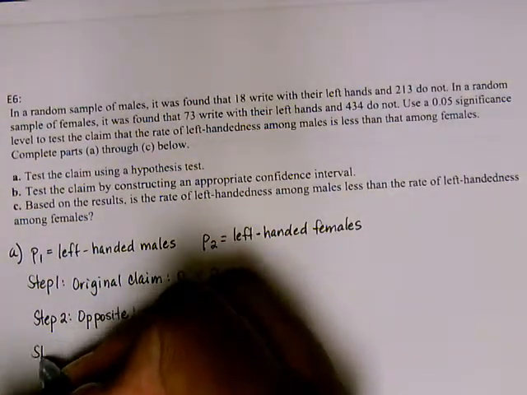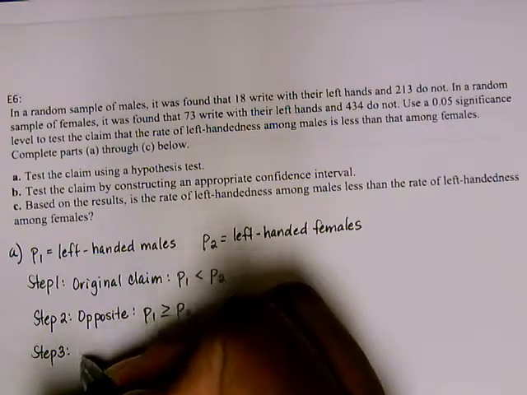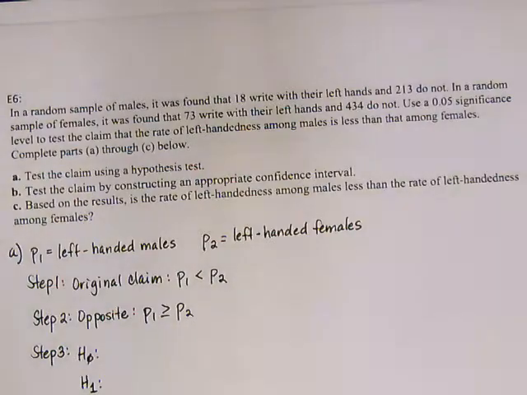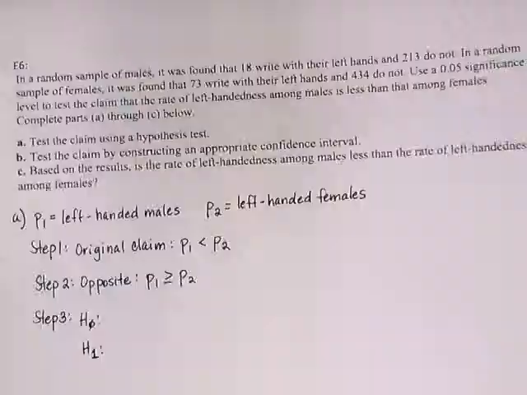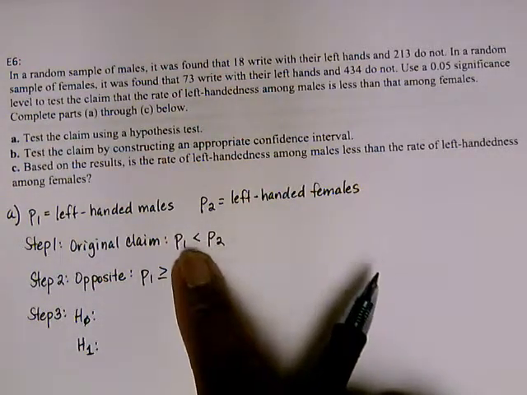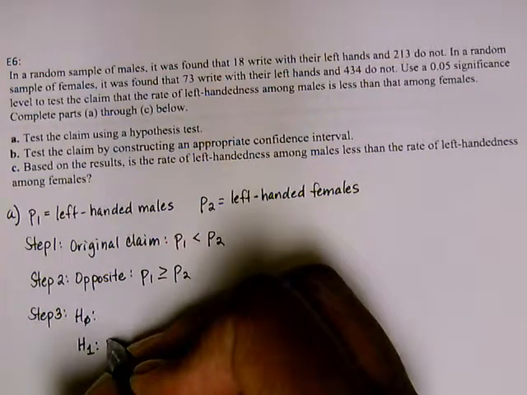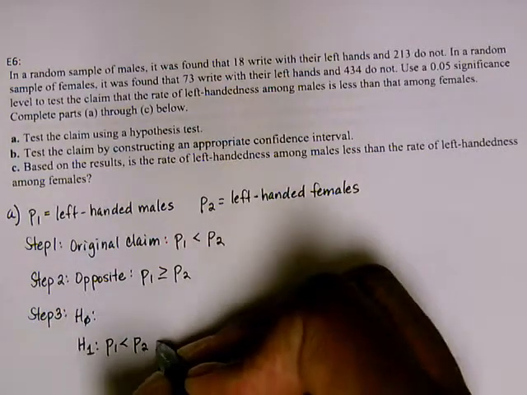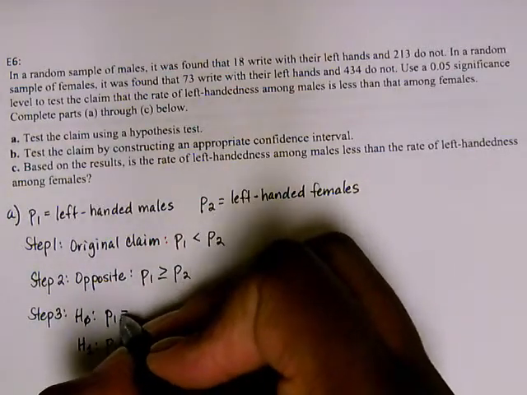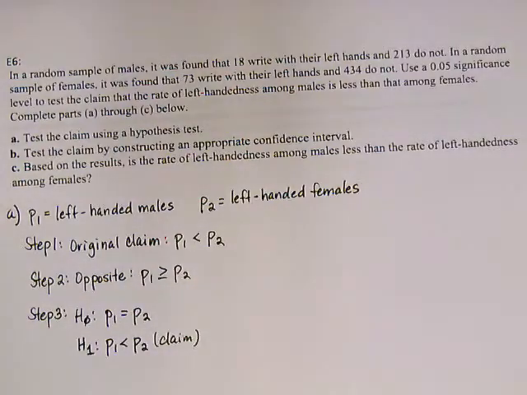And then step number 3, we can write our null and the alternative hypothesis here. The alternative hypothesis is always going to be the statement that does not have equality in it. So it's going to be this one, the original claim, p1 is less than p2. Now I'll write the word claim. So the null must be p1 equals p2, because the null always has the equal sign. The alternative either has less than, greater than, or not equal to.